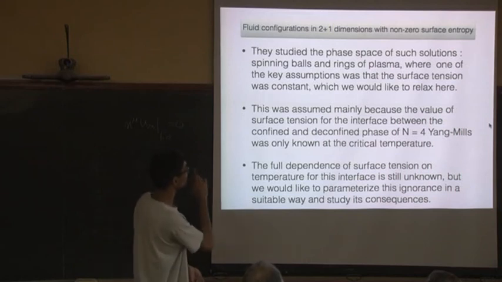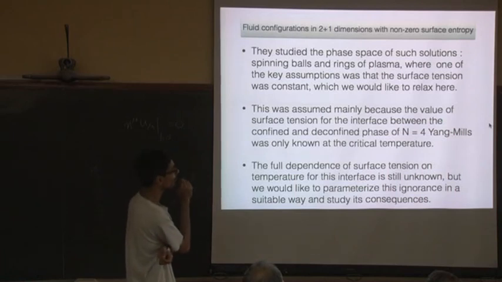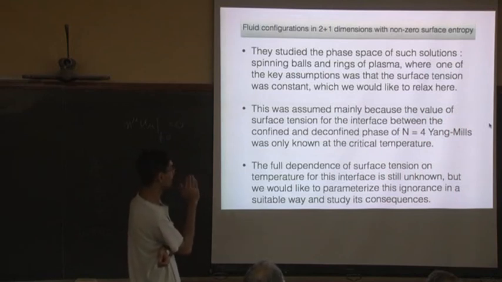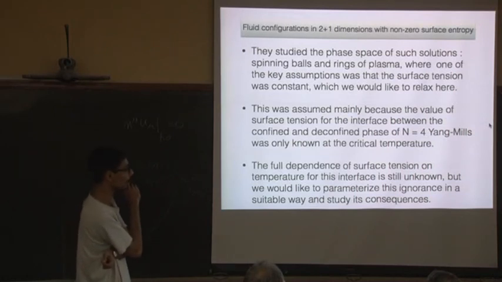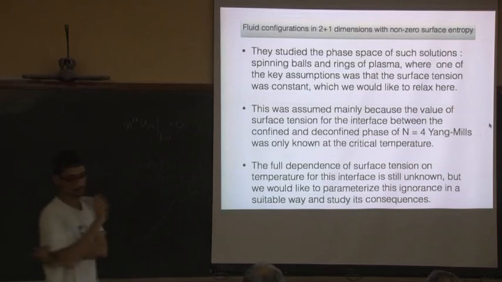This was assumed mainly because the value of the surface tension for the interface between the confined and deconfined phase of N=4 Yang-Mills is known only at the critical temperature. The full dependence of the surface tension on temperature for this interface is still unknown, but we would like to parameterize this ignorance in a suitable way and study its consequences.